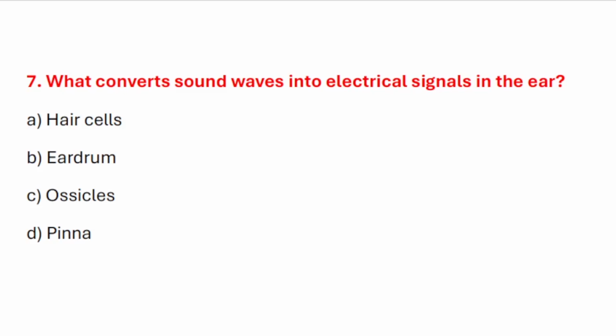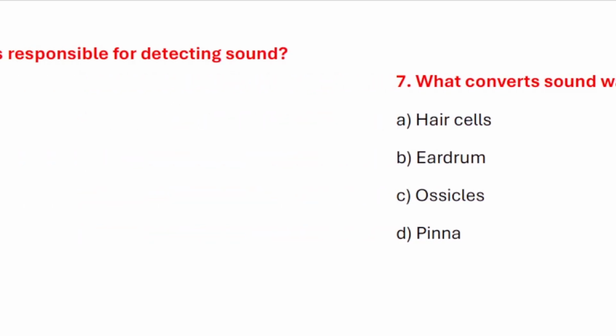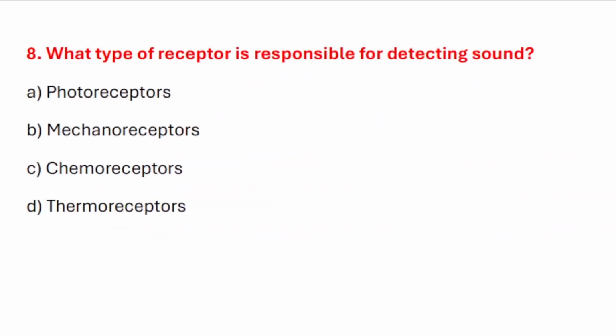Question number 7. What converts sound waves into electrical signals in the ear? Correct answer is option A, hair cells. Question number 8. What type of receptor is responsible for detecting sound? Correct answer is option B, mechanoreceptor.